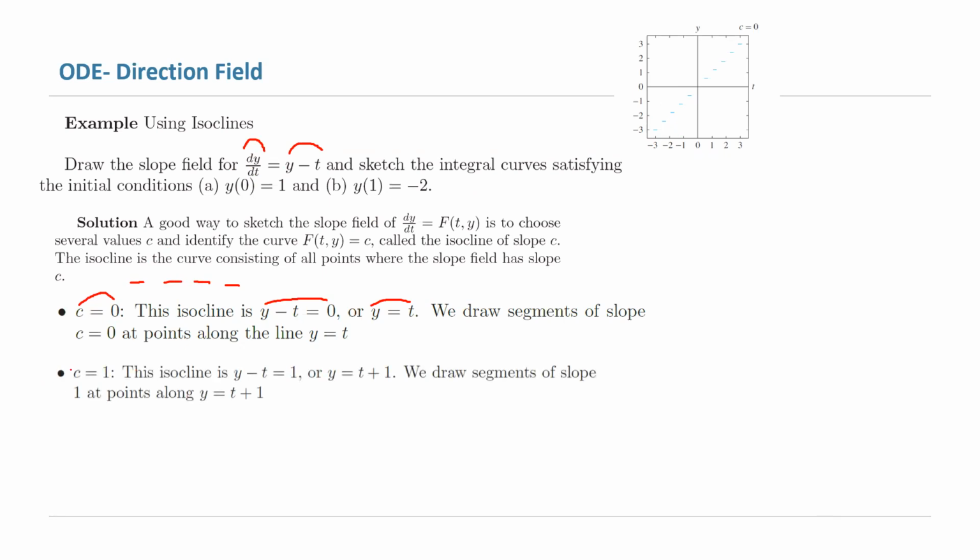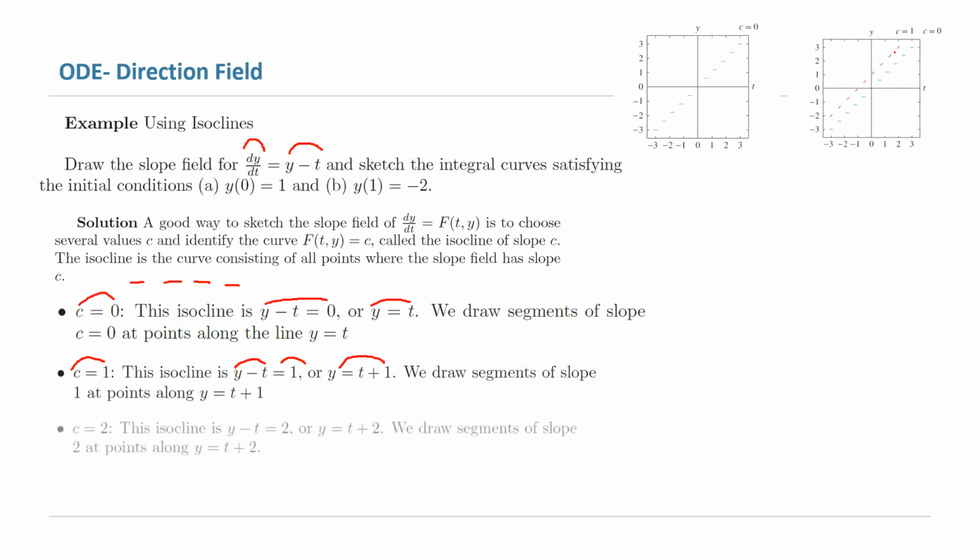Suppose we plug in c equals 1. What's the meaning of that? It means that the slope of the lines, or the rate of change, is equal to 1. So you take your differential equation, y minus t, and you set it equal to 1, or y is equal to t plus 1. Take a look. Now, locally at each point, you have slope equal to 1. These line segments are just showing that you have increasing line segments.